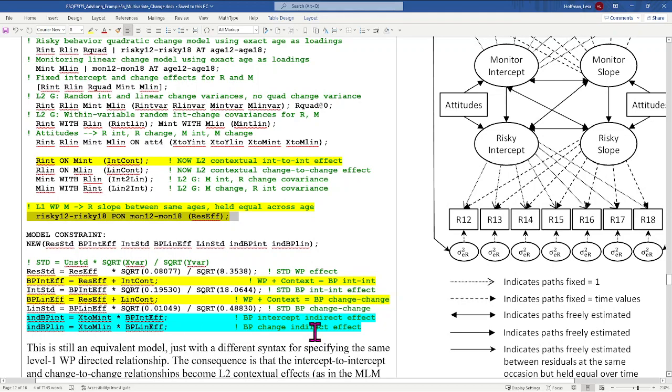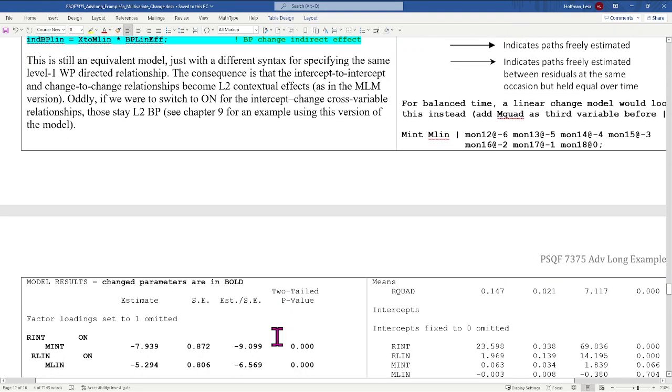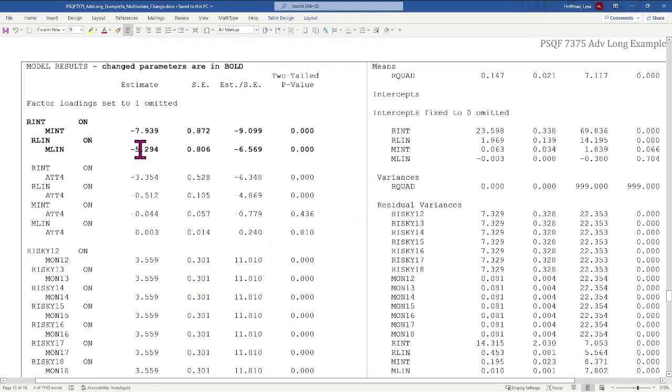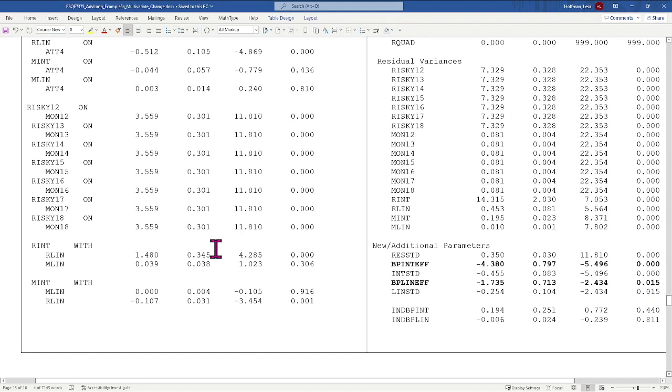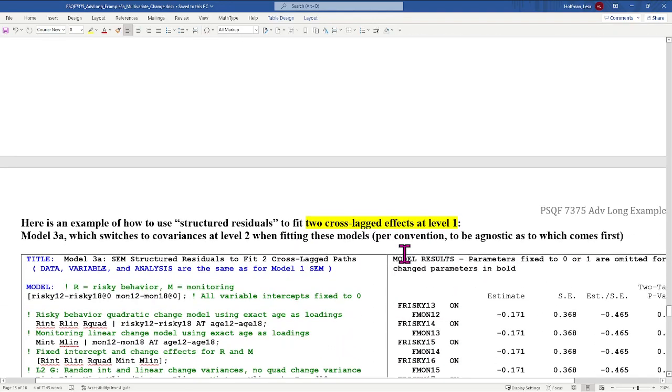And here's an example again of how I can ask for mediation involving those things as well. So there's my -8 and my -5, which I can add back together to get the between slopes, and they have the same standardized effect sizes as we saw in the original correlations.